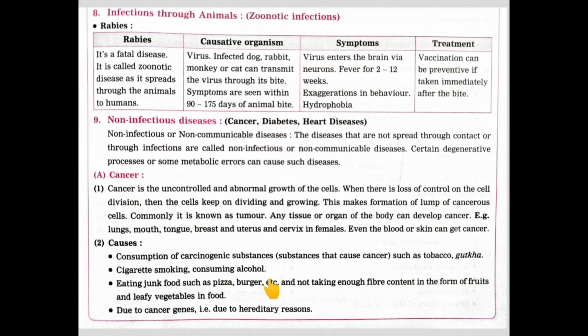If you eat pizza or burger once in a month, then it's okay. But if you eat this type of fast food most of the time, then it may lead to cancer. Then there are cancer genes, that is, hereditary reasons. Sometimes the child may get cancer from the parents also.